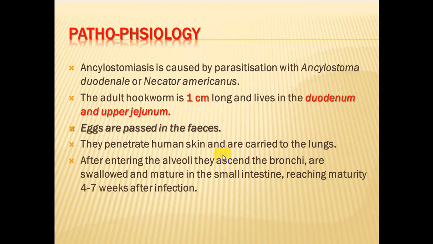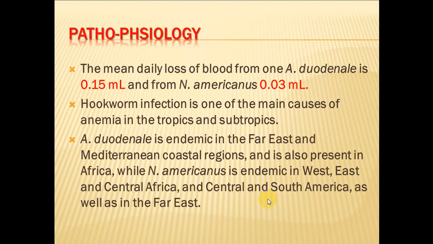They penetrate human skin and are carried to the lungs. After entering the alveoli, they ascend to the bronchi, are swallowed, and mature in the small intestine, reaching maturity within 4 to 7 weeks.